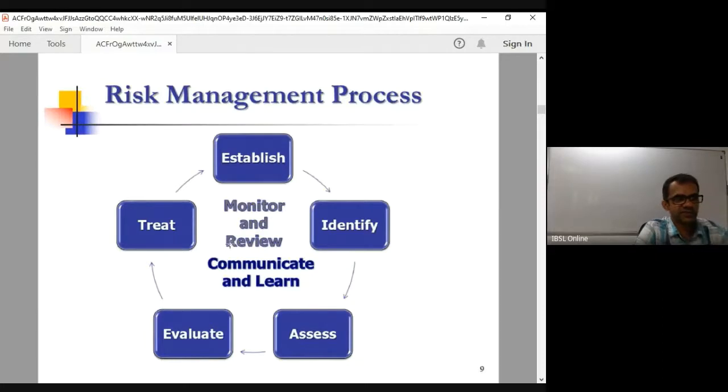But the things that we are going to discuss in future with regard to market risk, credit risk and liquidity risk, mostly we focus on this treat step. What are the things that we can do to minimize these risks or transfer our risk to someone else?